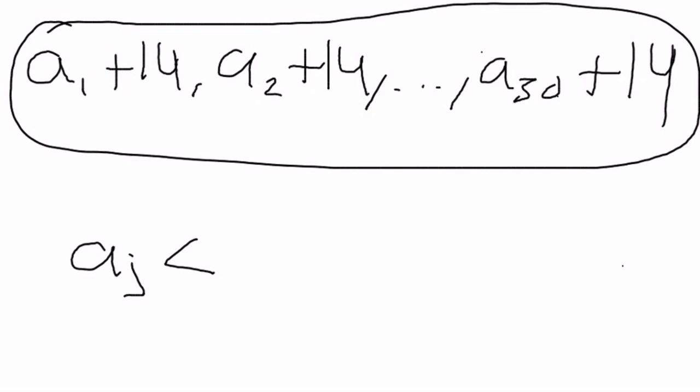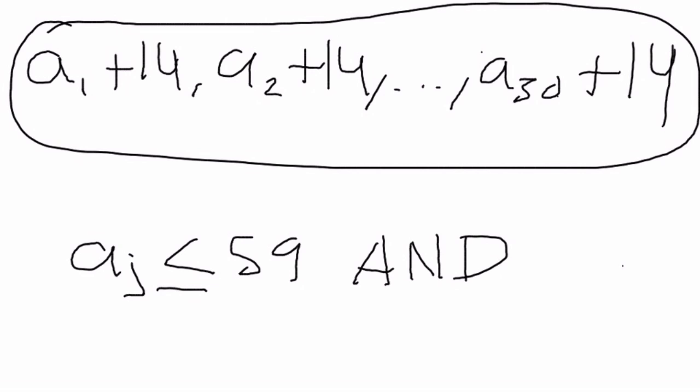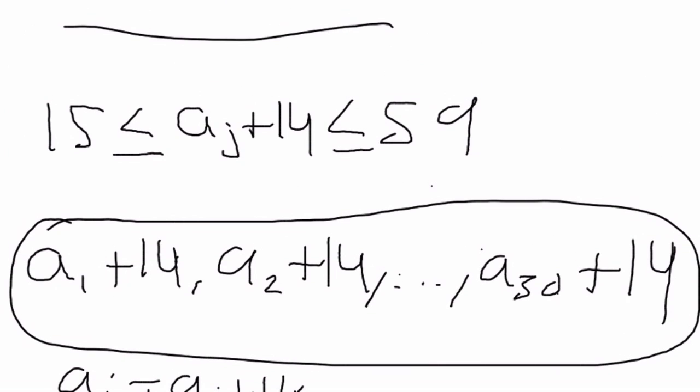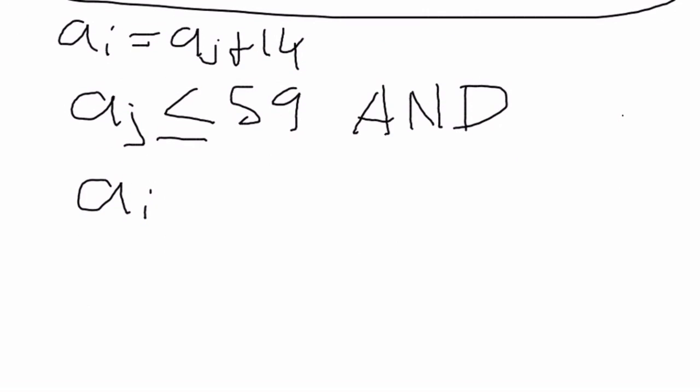So we can deduce that both sequences are less than or equal to 59. Let's assign a sub i to a sub j plus 14. So a sub j is less than or equal to 59, and a sub i is also less than or equal to 59.